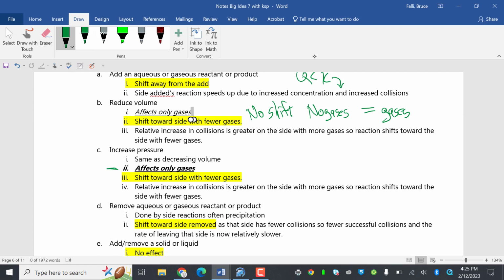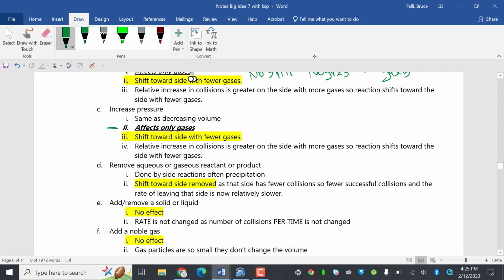Remove aqueous or gaseous reactant or product. This is important. This is done by side reactions, often precipitation. We think this can't happen. It's weird to think of pulling something out, right? But you can remove them. Shifts towards the side removed that has fewer collisions, so fewer collisions and the rate of leaving that side.